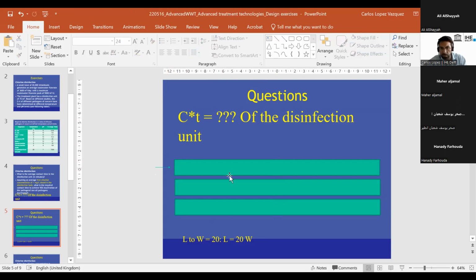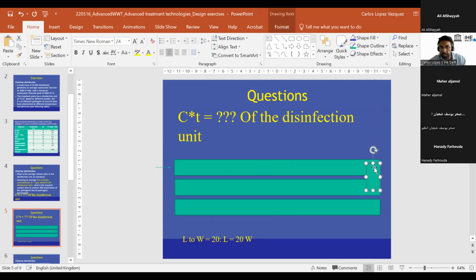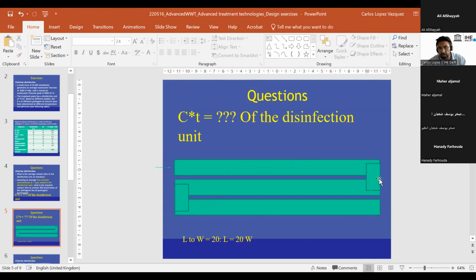So the water gets into these, then it goes to the next tank. So it's flowing like this. It flows from one tank to another, and then it goes to the next stage, etc. And the water is flowing through this disinfection unit.